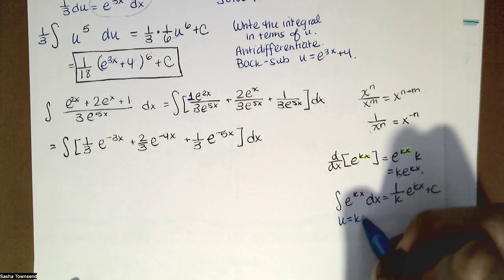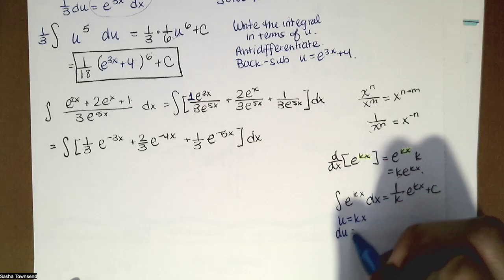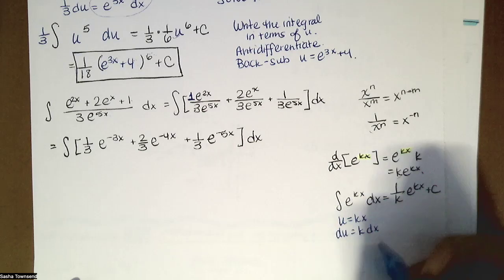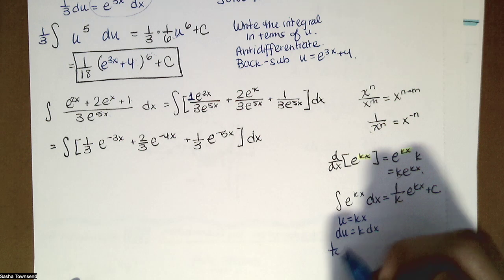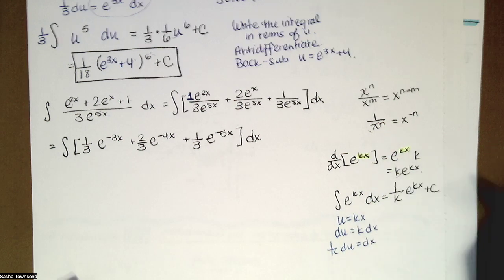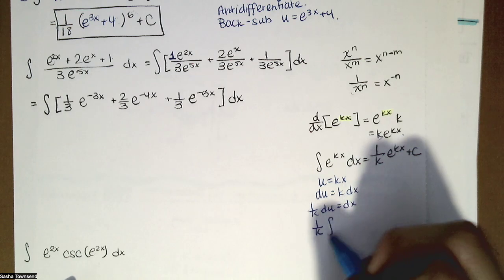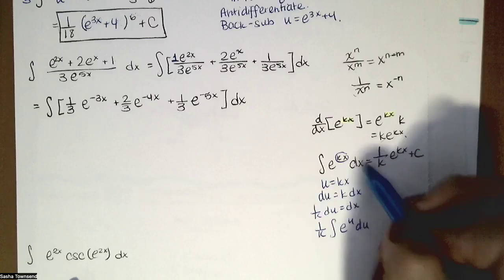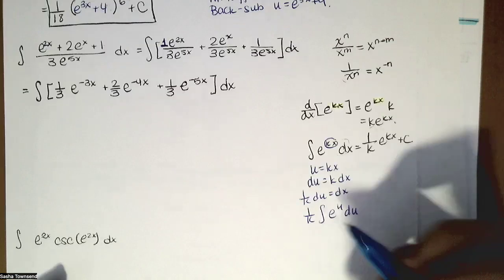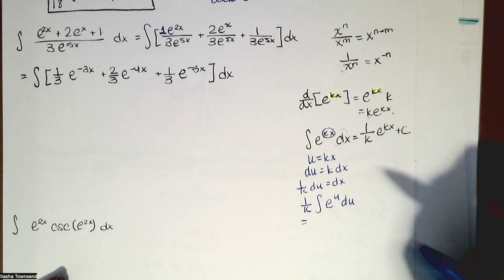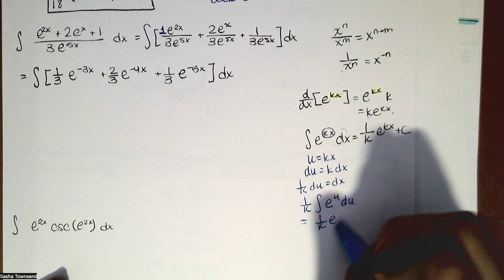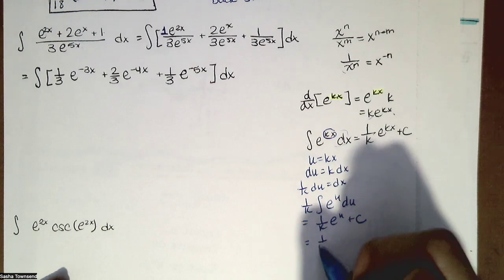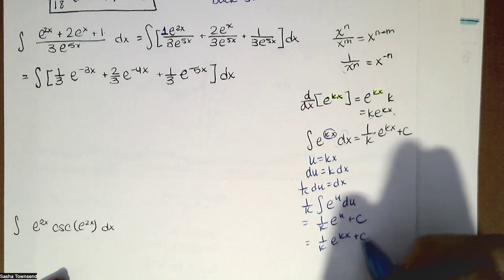If we let u equal kx, du is k dx. So if I'm solving for dx, I end up with 1 over k du equals dx. So this ends up being 1 over k times the integral of e to the u du. Because this is my e to the u. The dx is the 1 over k du. So then we end up with 1 over k e to the u plus c, which is 1 over k e to the kx plus c.